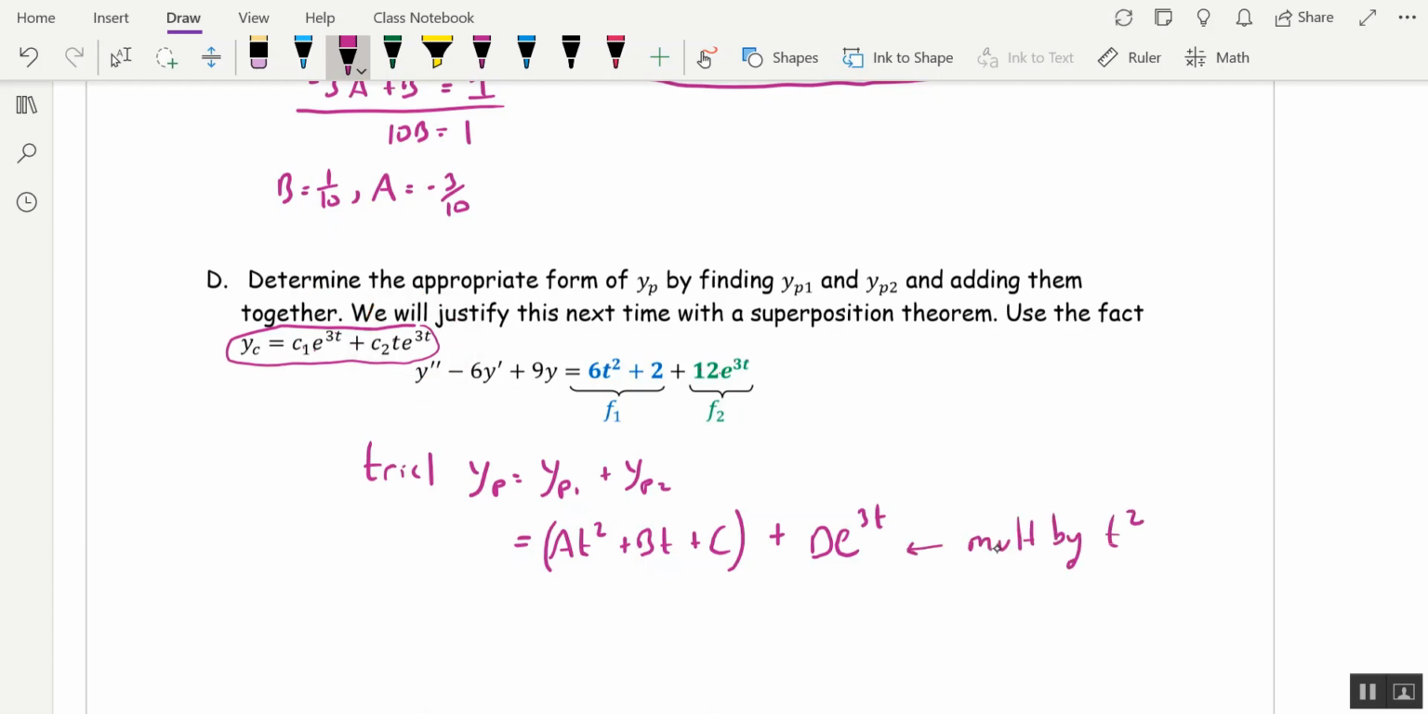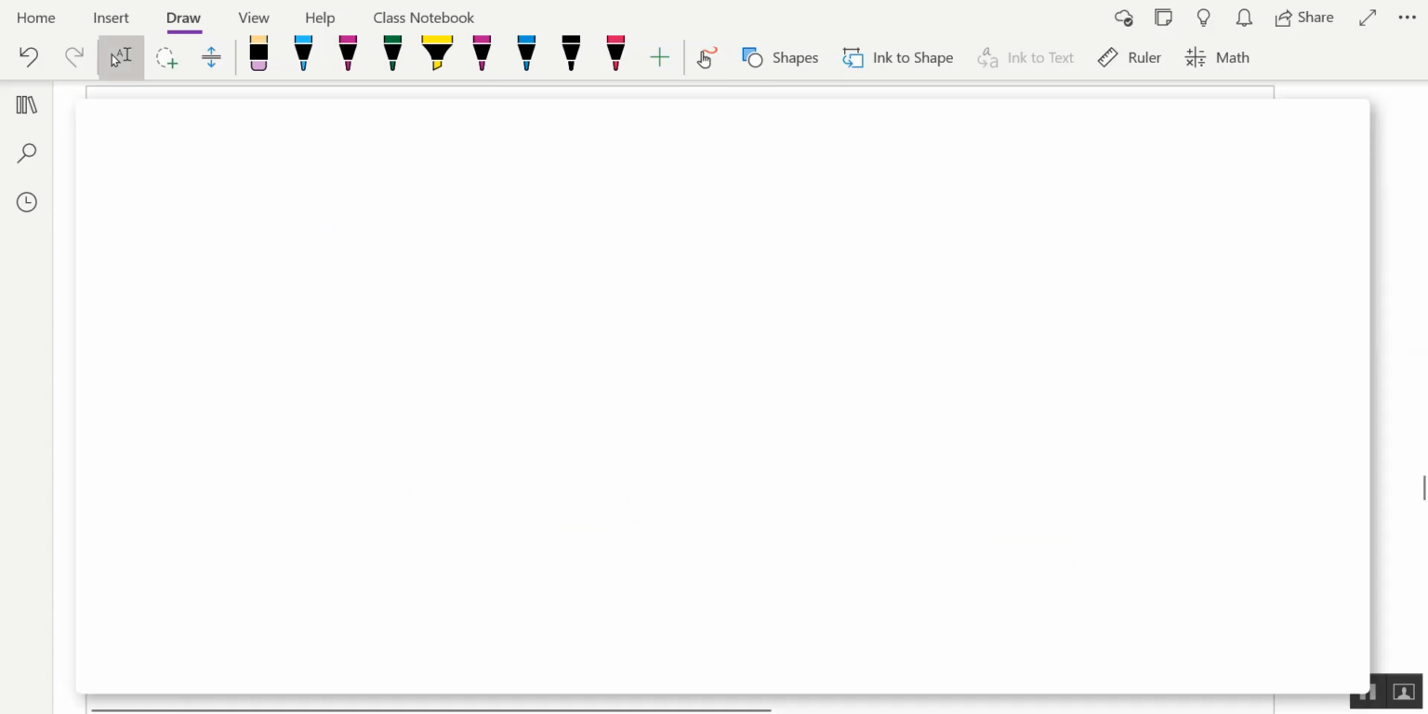Now, the important thing here is when you have the form yp1 and yp2, you're only going to multiply the offending yp by powers of t. In this case, yp1 was not offending, so don't tamper with it. Don't multiply it by t squared. Just leave it alone. So our final yp would be our old yp1, because that was fine, and then our yp2, we're going to multiply by t squared, so d t squared e to the 3t. All right, that's the end of this section.